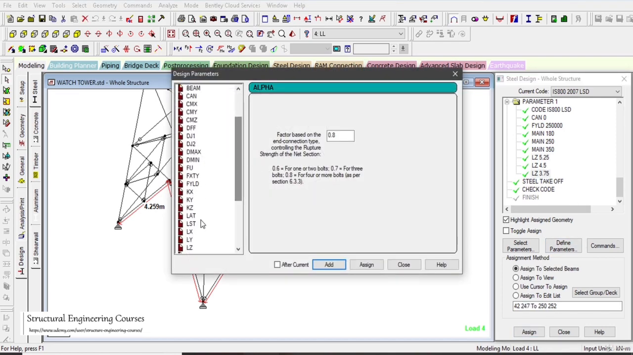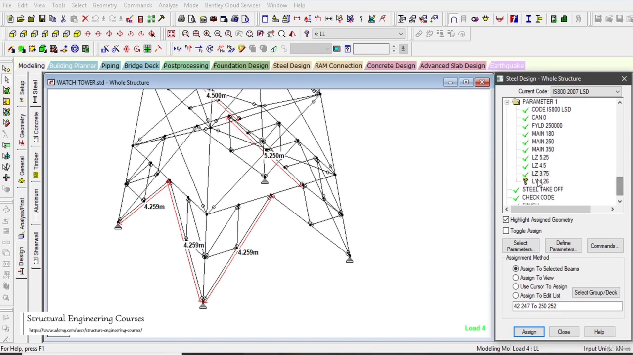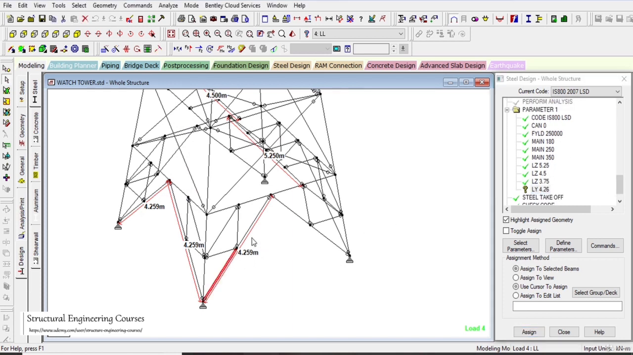So here we need to enter LY as 4.26. We can left click on after current and add, because if we don't select after current, then it will create a new parameter, so that we should always avoid.